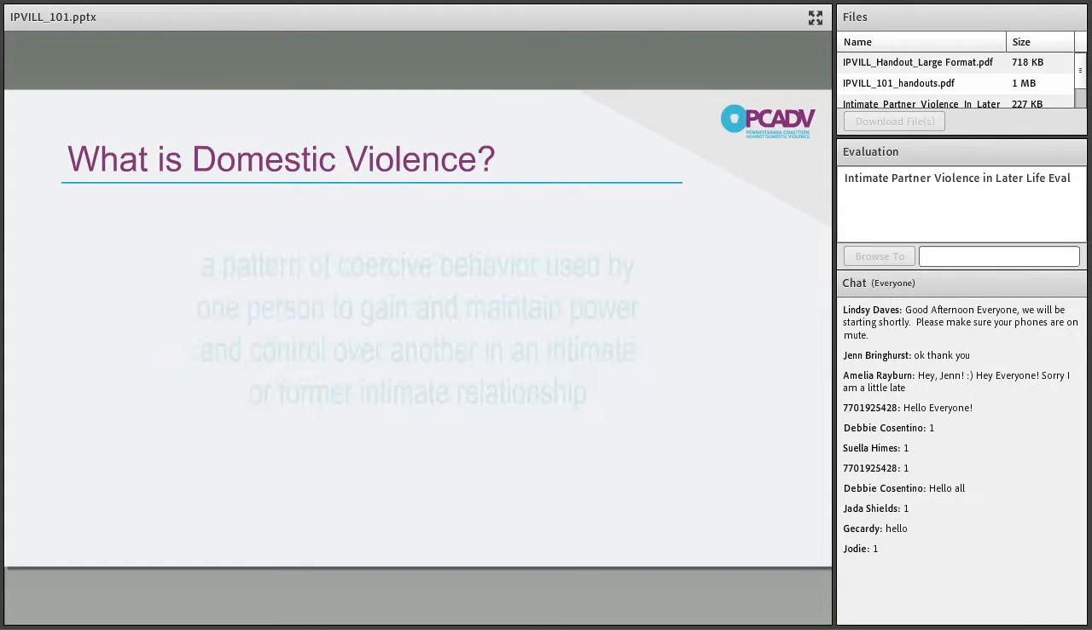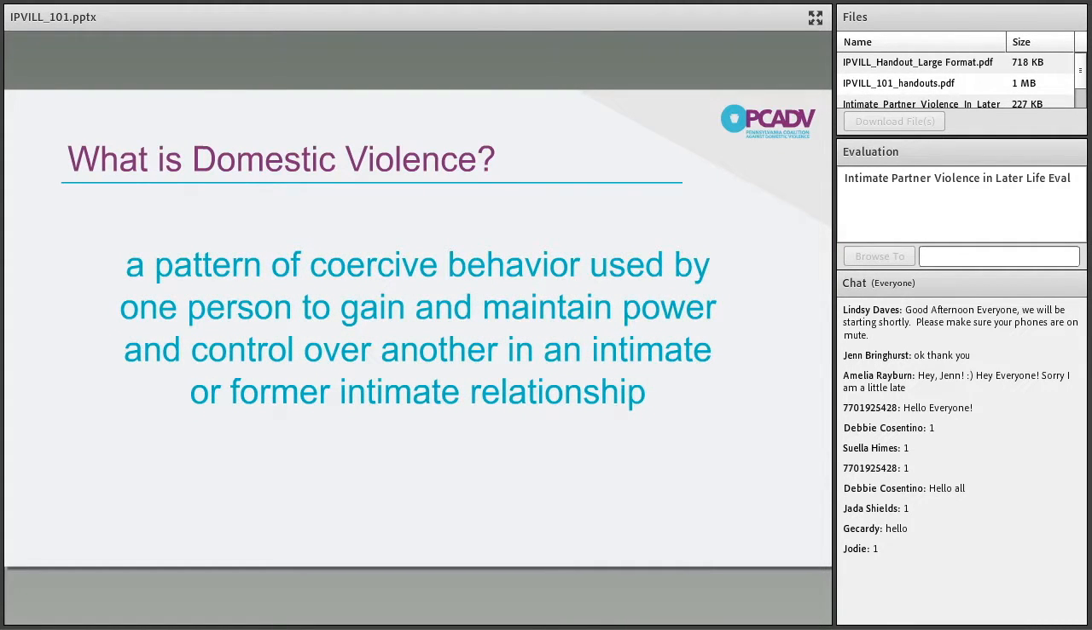So we're talking about domestic violence. We're talking about it in the context of being a pattern of coercive behavior used by one person to gain and maintain power and control over another in an intimate or former intimate relationship. It's important to note in Pennsylvania, our domestic violence definition does include family members as well.